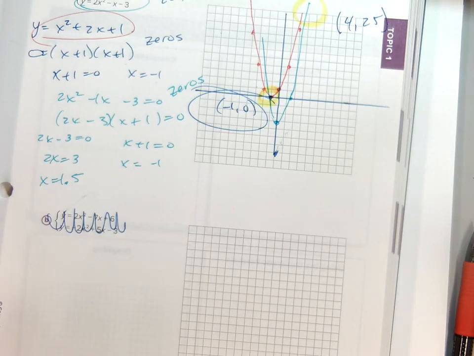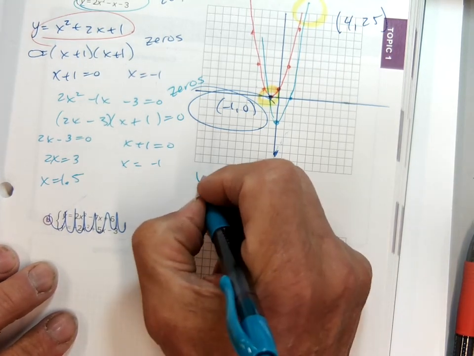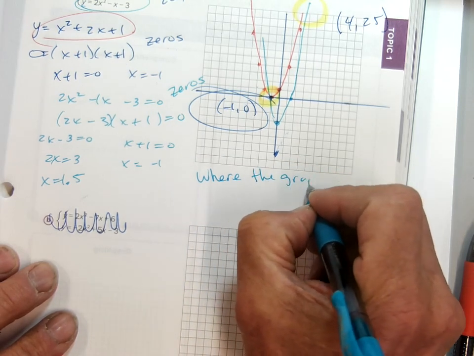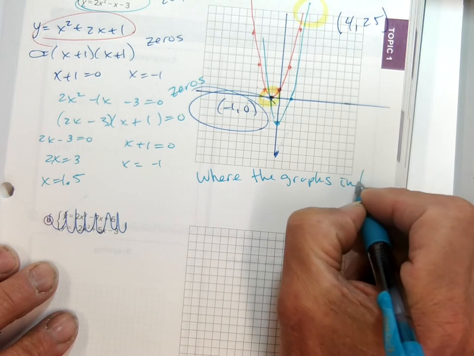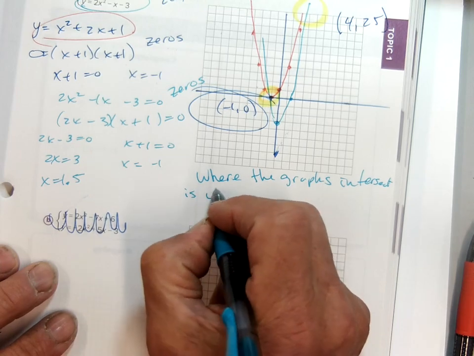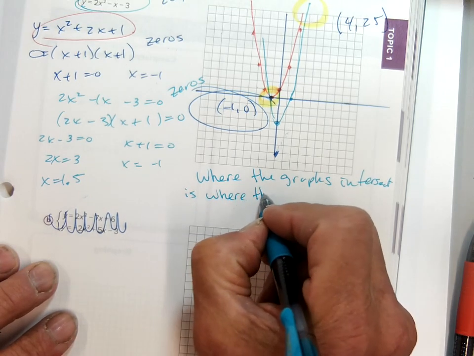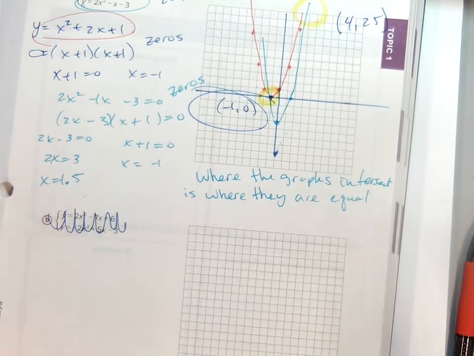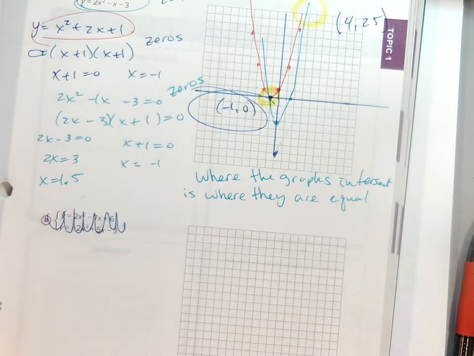Let's see. Where the graphs intersect is where they are equal. Where the two graphs intersect is where they're equal. So I know the answers because I used Desmos, but if I can't use Desmos, then how do I do it? I'm going to do it algebraically, where they are equal.